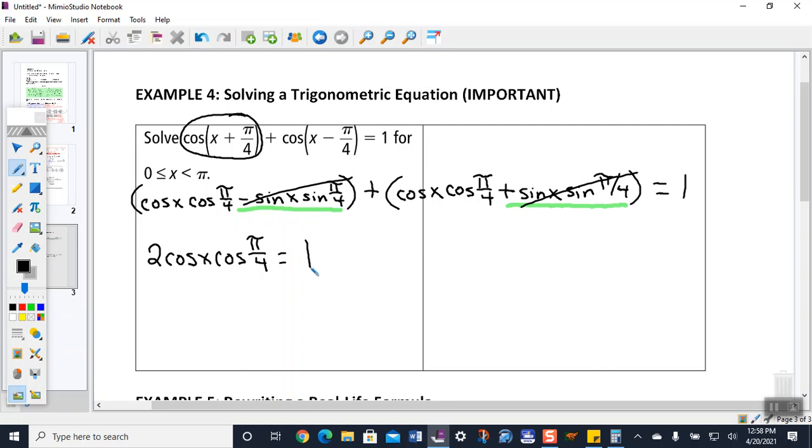Can I evaluate cosine of x? No. But can I evaluate cosine of pi over 4? Yes. Help me out, kids. What's the cosine of pi over 4? Square root of 2. Wouldn't it be 2 cosine times 2 cosine pi over 4?